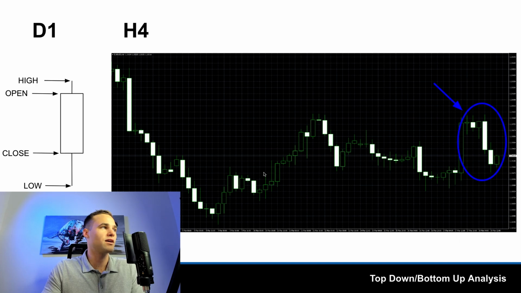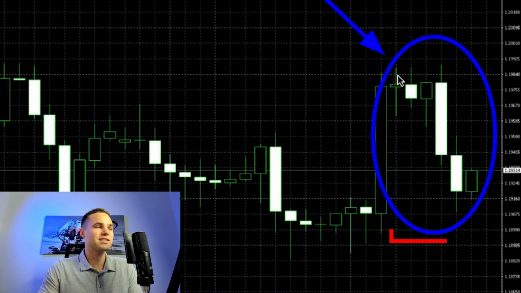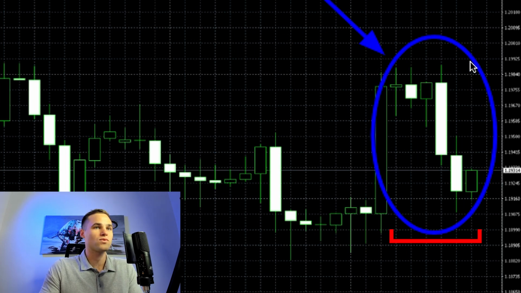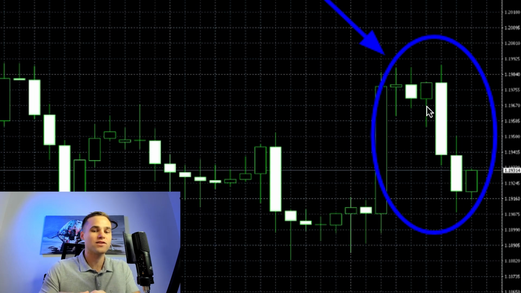Now, if we break down the daily candlestick right here into the H4 time frame, for example, we see that there's 6 candles that make up the daily time frame because there's 24 hours in a day. 24 hours divided by 4 hours is 6. So there's 6 candles, which you can see right here. If you take a look at the daily and compare it to what happened on the H4, you can get a more granular look at what's actually happened. And don't worry, I'm going to tie this all together and show you how to make this work for yourself.